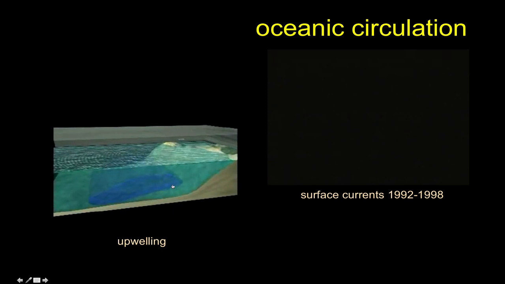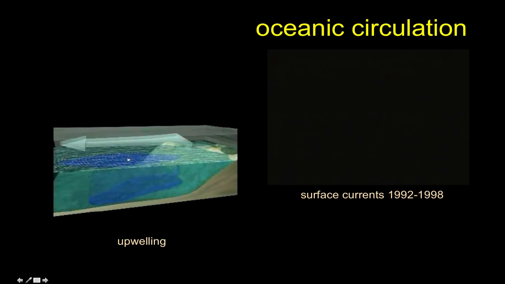So the wind's going to blow, and the cold water gets drawn up. In this case, we're talking about off of Peru. The blue water is at the surface. So now we have all this deep, oxygen-rich water.